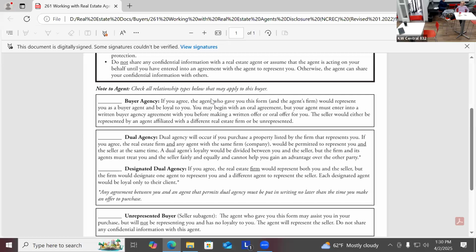Pete, this is where you would use this form if a buyer called on your listing and said, I want to come look at it. Okay, you can show it to them. Yep, absolutely. And they say, I want to make an offer. Okay, do you want an agent to represent you? We exclusively represent the seller. We do not practice same agent dual agency. Do you want our agent to represent you?